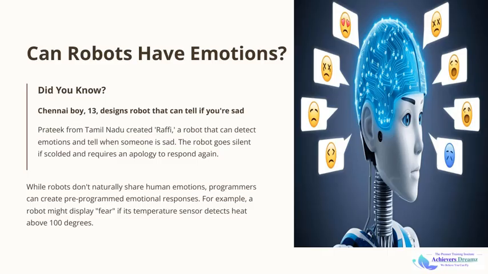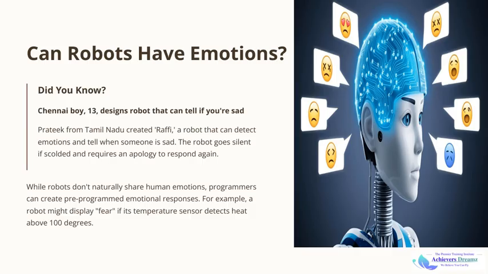Did you know that even young inventors are making impressive strides in robotics? For instance, a 13-year-old boy from Chennai named Pratik has designed a robot called Rafi. This robot is quite special because it can actually detect emotions and recognize when someone is sad. It's fascinating to see how technology is advancing to understand human feelings better.